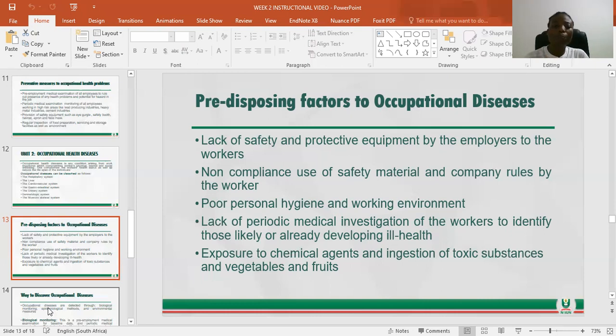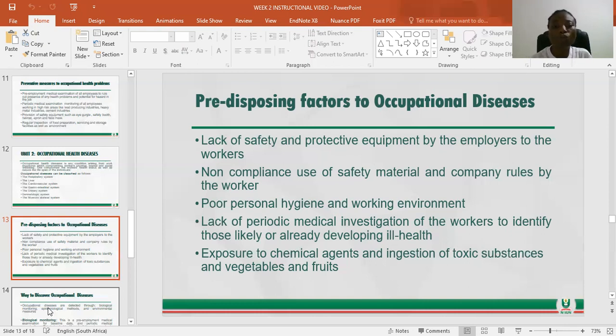So it's important, but many of the institutions that we work with do not have that facility. And when you and I become an employer, let's remember to factor that in when we are putting up our industries and our organization, so that we don't predispose our employees to occupational disease.